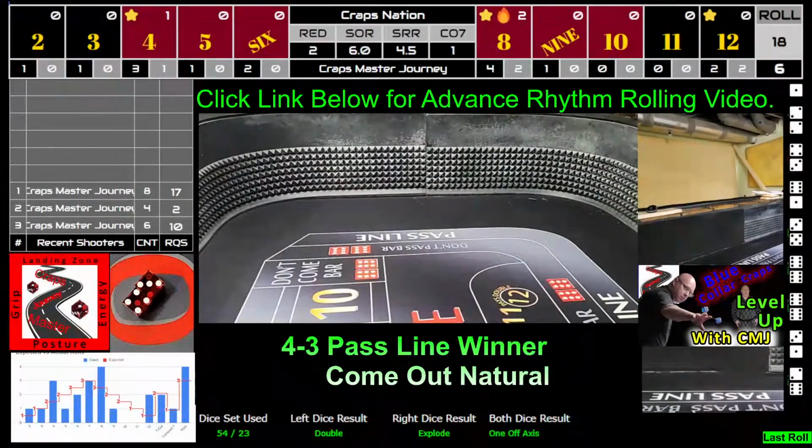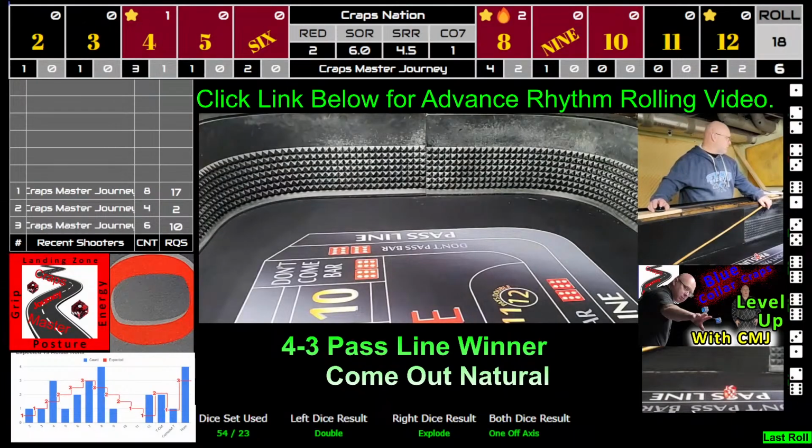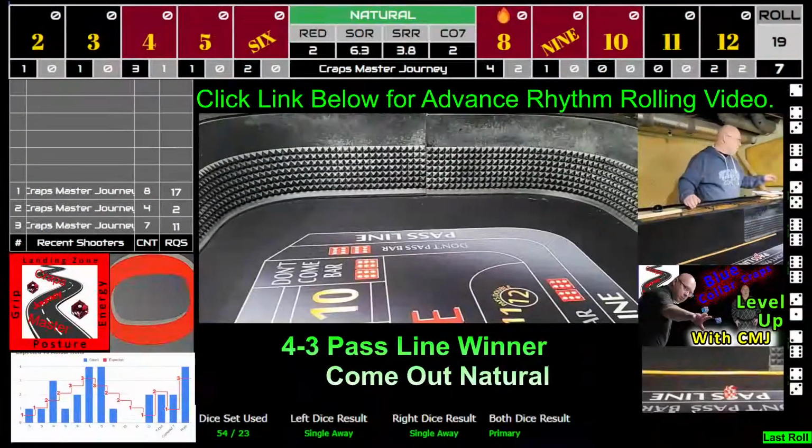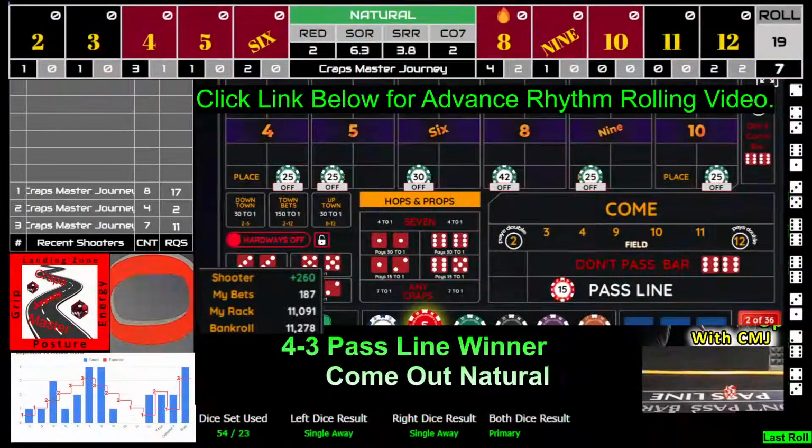5, 4, 2, 3, 4, 3, 7. DC is going to pay out. The combat's going to lose. We broke even on that because the pass line paid out, but we lost the ATS. So let's go up again. We're going to call it good at that.